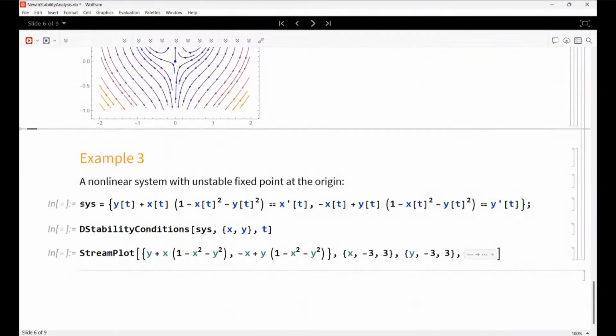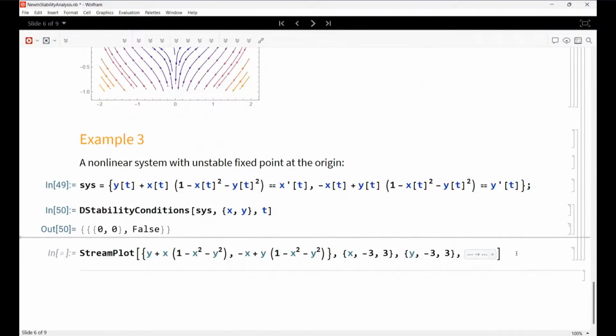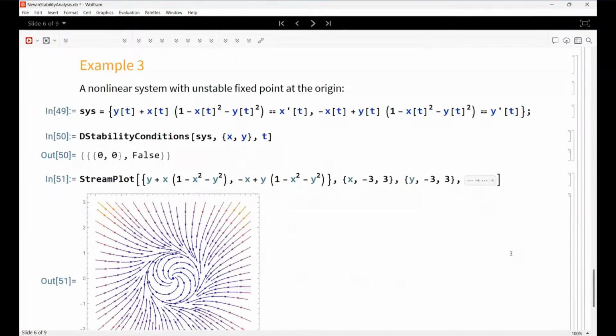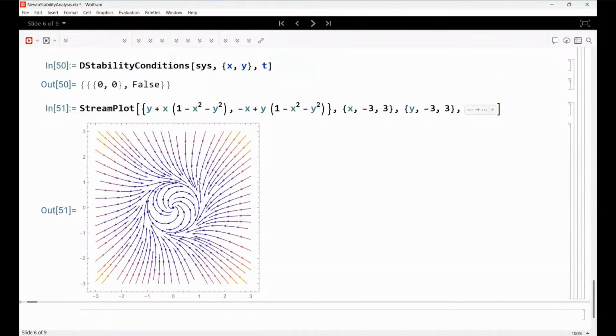And as a last example, let's consider this nice system of two nonlinear differential equations, which has only one fixed point at the origin, which is unstable, but we can see that all trajectories of the system are tending to this circle.